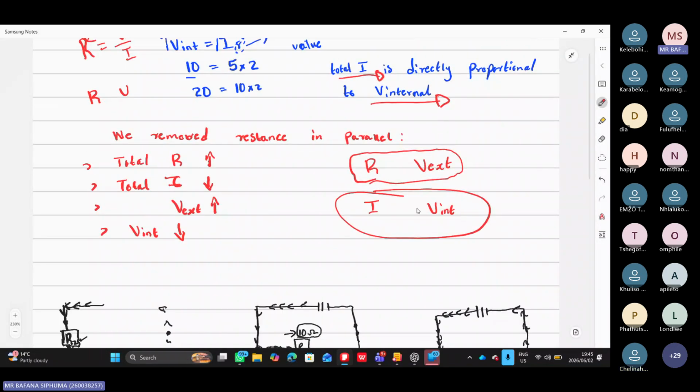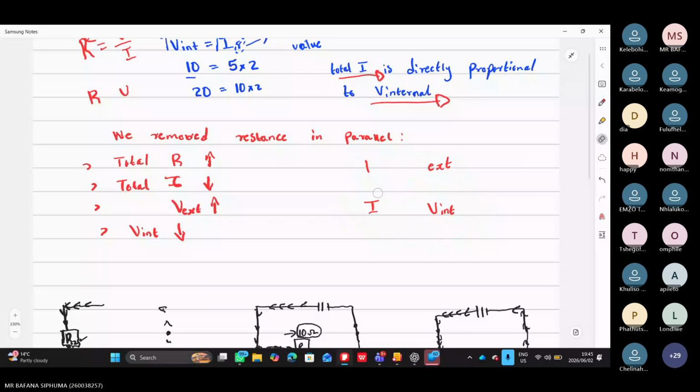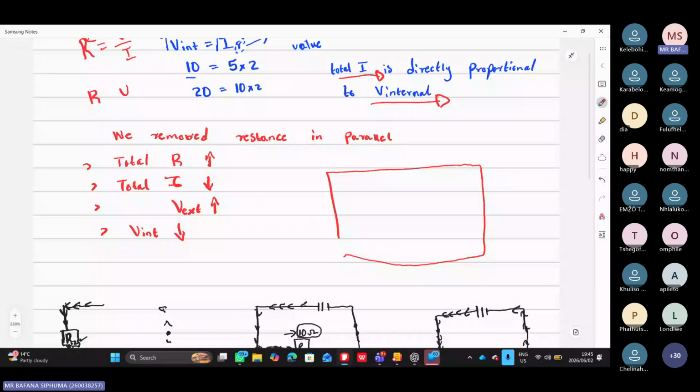Let's say you have a circuit diagram like this. Now there's no need for me to write the batteries. I'm just going to draw that R1, and then I'm going to draw that R2.